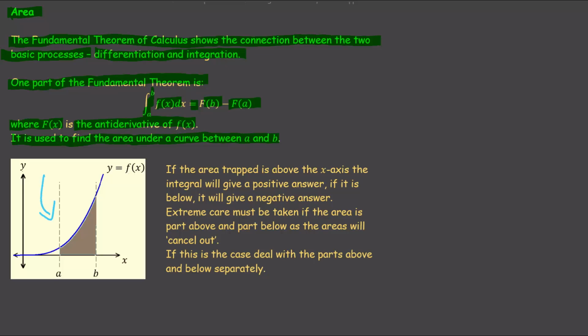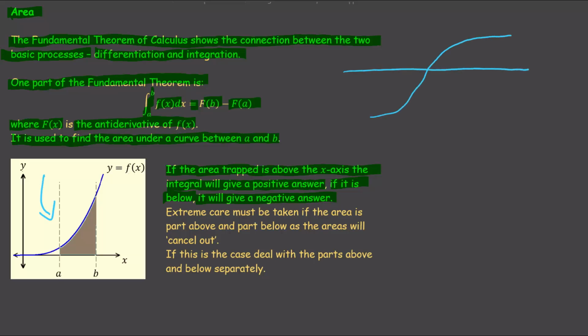If the area trapped is above the x-axis, the integral will give a positive answer. If it is below, it will give a negative answer. That's not complicated to explain, and I'm sure you've seen this before.